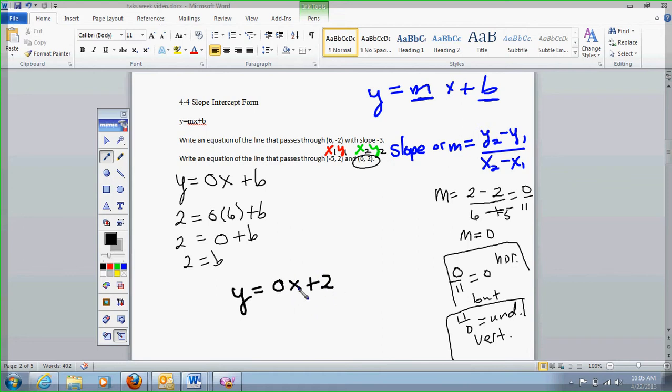Now this is kind of redundant. You don't have to write 0 times x because 0 times anything is 0. So what I have is y equals 0 plus 2, or y equals 2, which we're going to talk about in a second. This is my answer. This is a horizontal line with slope 0. But that's how that works. Follow through all your example problems and rewind this if necessary.